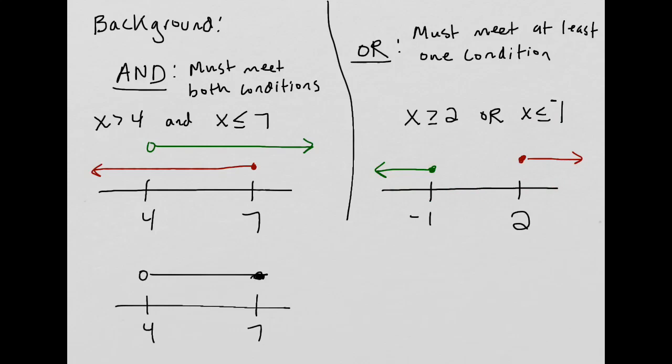The numbers to the right of 2, well, again, I want to include those numbers as part of my answer because they do meet one of my conditions. Those numbers are all part of this red set, and the red set corresponded to the numbers that were greater than or equal to 2. So what does my answer look like in this case? Well, it looks a lot like what I just graphed when I did each one individually. It's going to include all the numbers to the right of 2, including 2, and all the numbers to the left of -1, including -1.